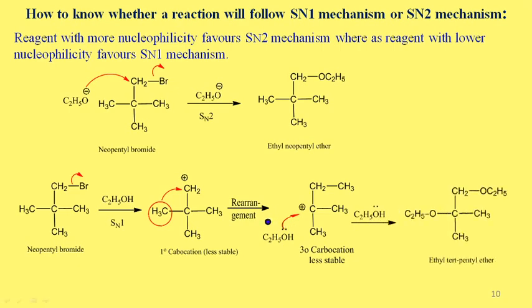Here rearrangement can be observed, and rearrangement can be observed only in the case of the SN1 mechanism. In the first case the strong nucleophile is present, that's why neopentyl bromide reacts by the SN2 mechanism, while when ethyl alcohol is used as a solvent, it reacts by the SN1 mechanism with formation of a carbocation, and as the carbocation is formed, a rearrangement takes place.